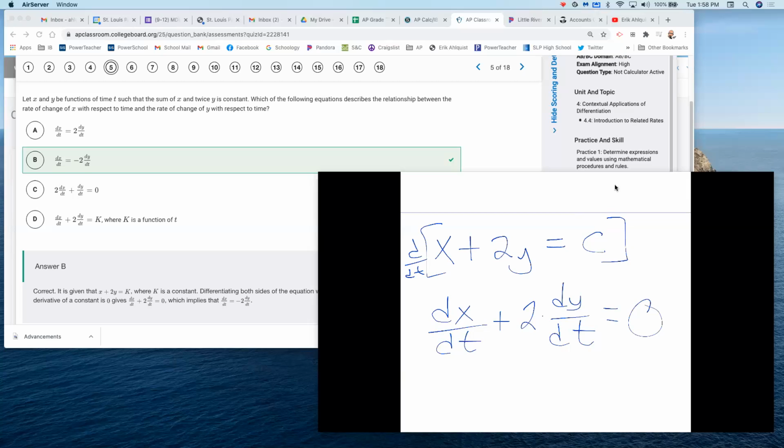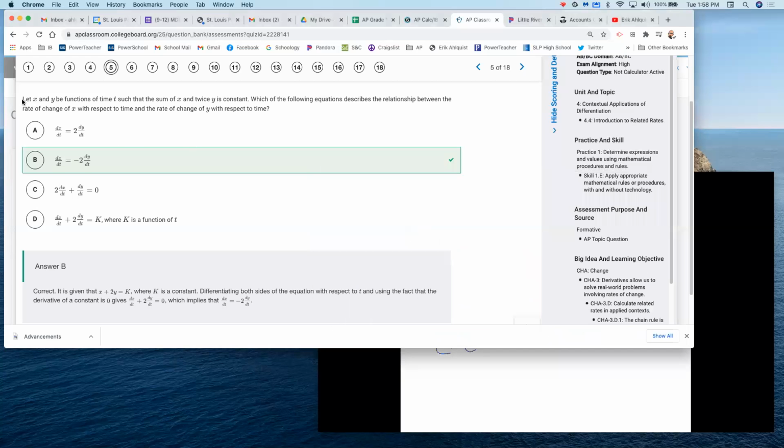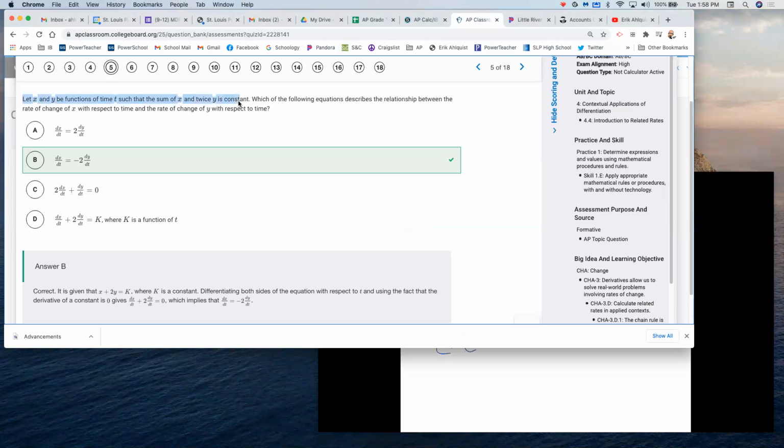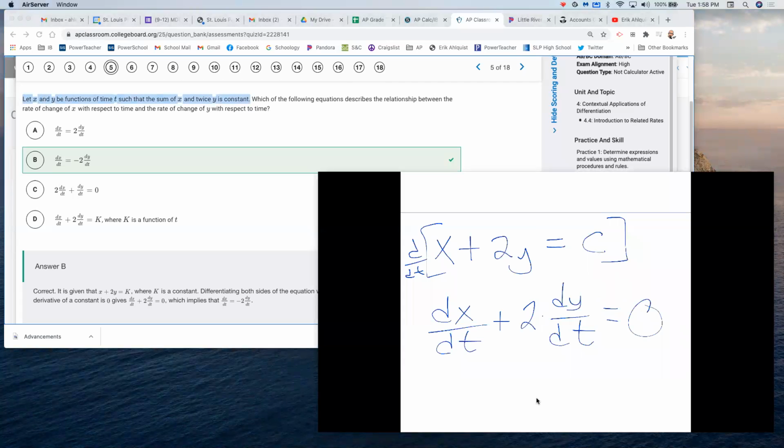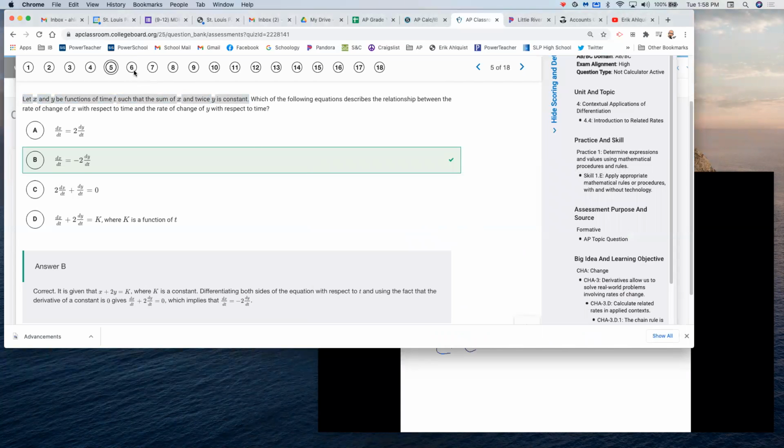But the key is, can you write this in terms of an equation? And if you didn't know what the constant was, you can put the constant and put your favorite number in there, 23, and then do it off of that. Let's look at 6.